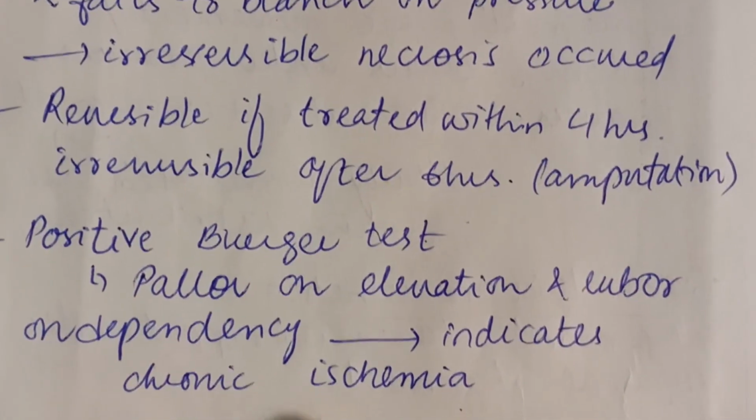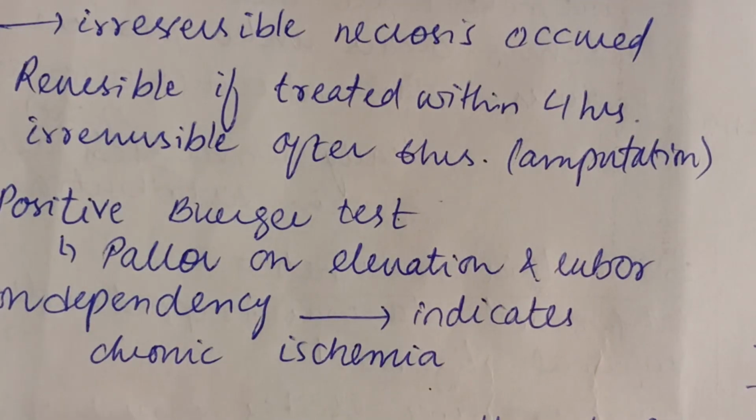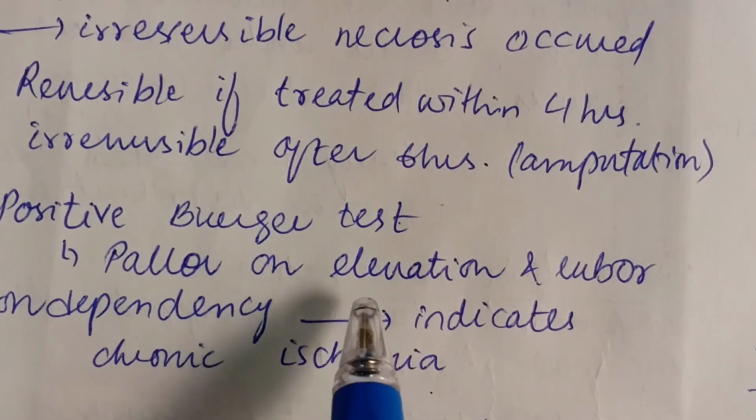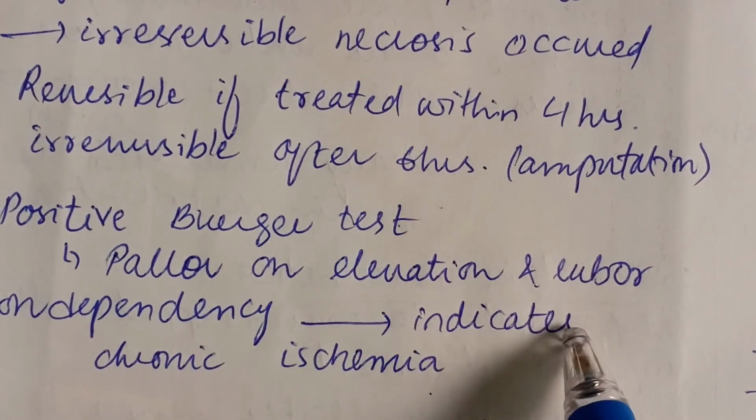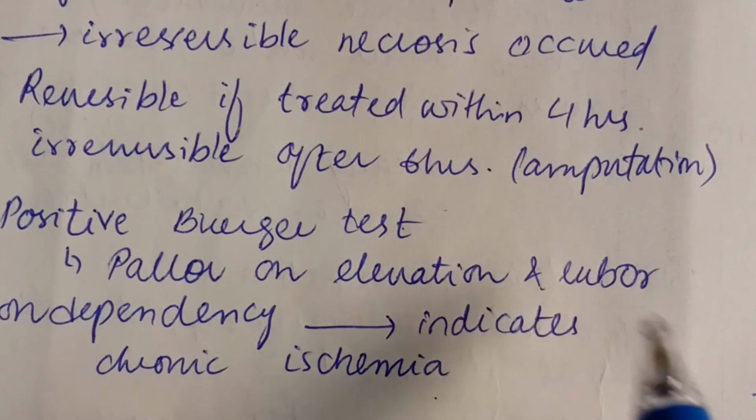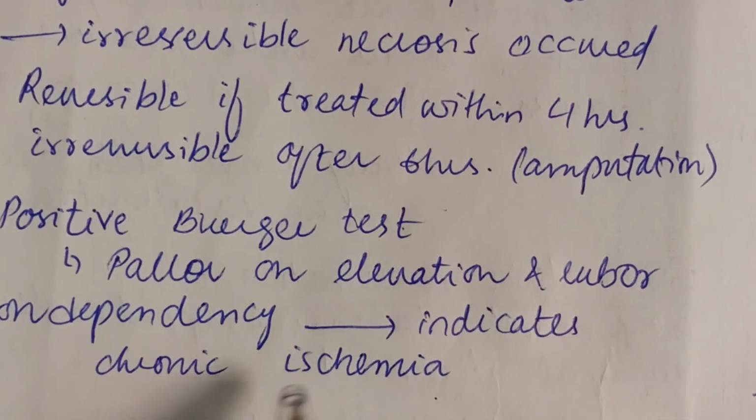We can test with Buerger's test. What is the positive Buerger's test? It is pallor on the elevation of the limb and rubor on dependency, and it indicates chronic ischemia. It is actually the indication of chronic ischemia.